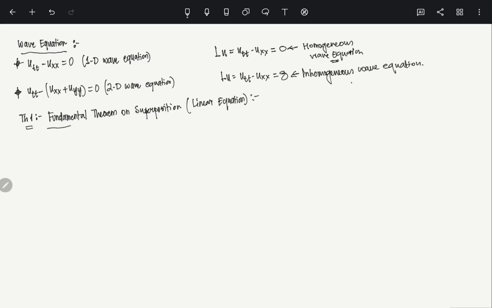Since this is a linear equation, as you can see, this equation is a linear equation. For now I'm just looking at the one-dimensional wave equation only, at least for this part.